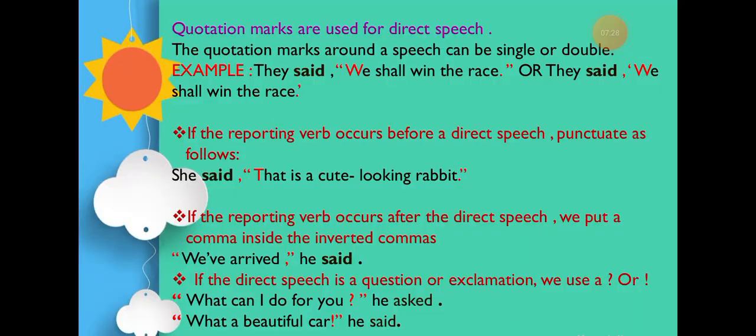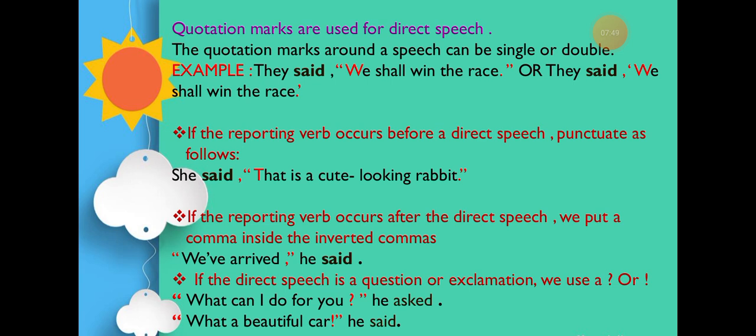Quotation marks. Now quotation marks are used for direct speech. The quotation marks around a speech can be single or double. For example, they said, "We shall win the race," or they said, 'We shall win the race.' So it can be single or double.